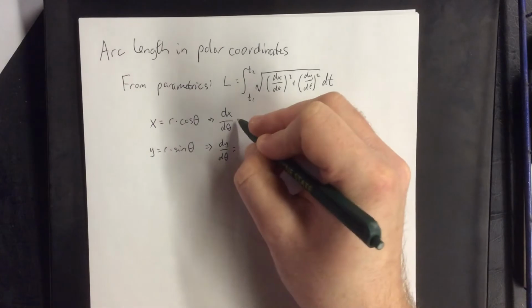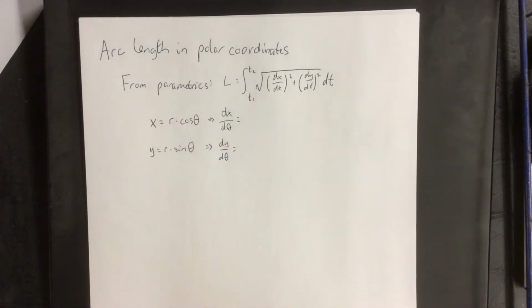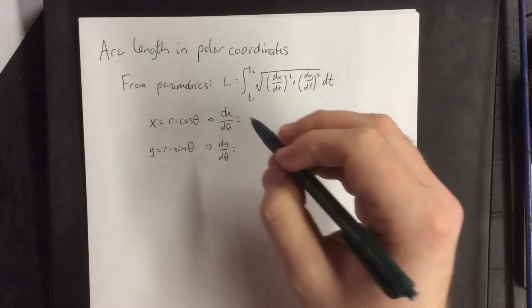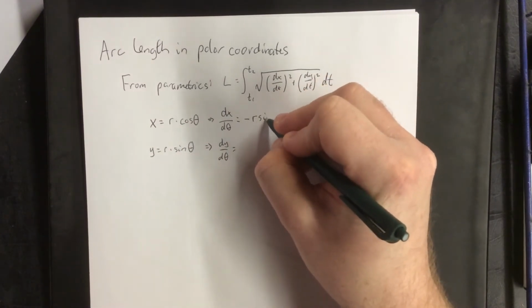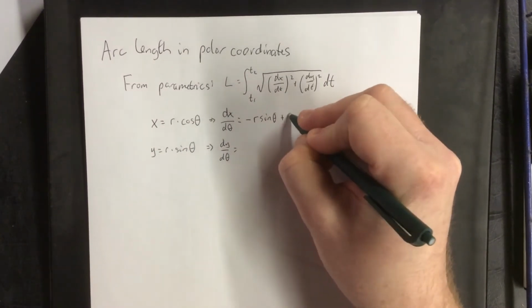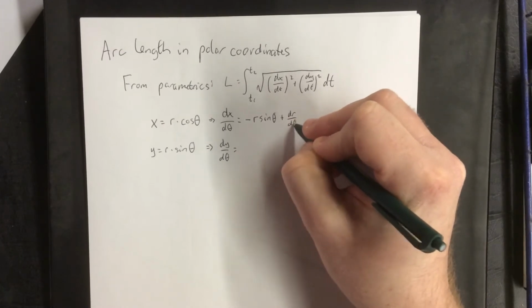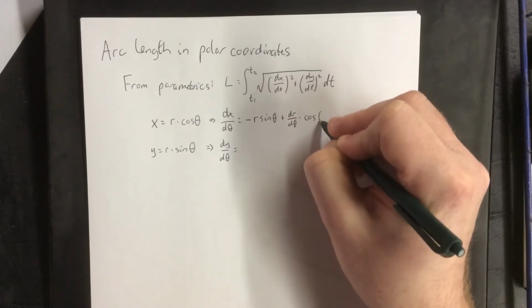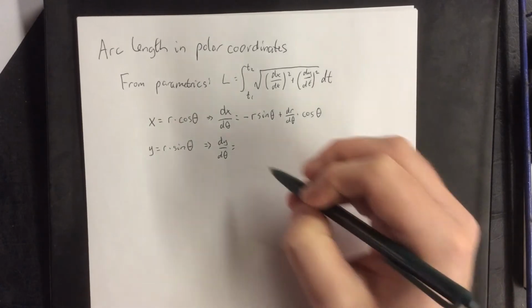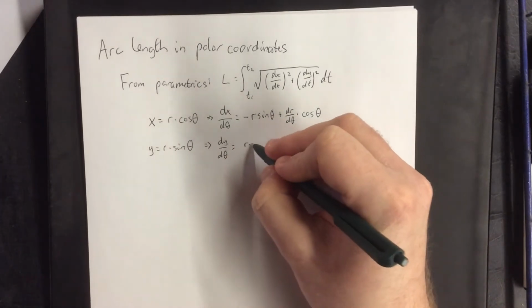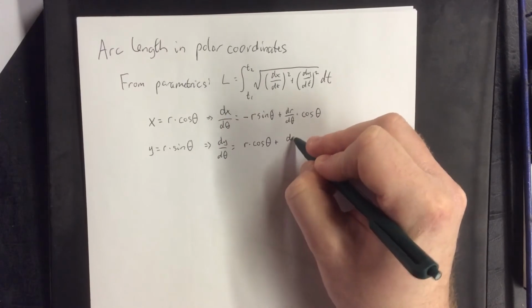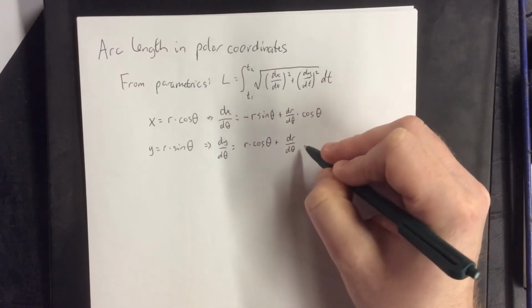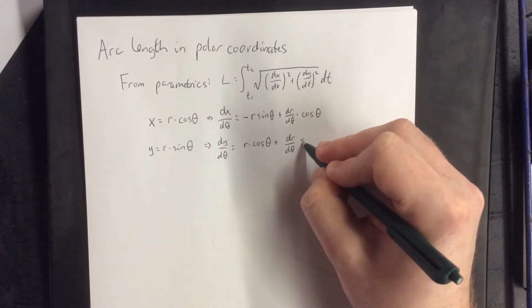And these were formulas that I said absolutely do not memorize these. So unfortunately I need to re-get them. So first times derivative of the second, that's going to be negative r times the sine of theta plus dr d theta times the cosine of theta. dy d theta is going to be first times derivative of the second plus the second times the derivative of the first. So dr d theta times the sine of theta.